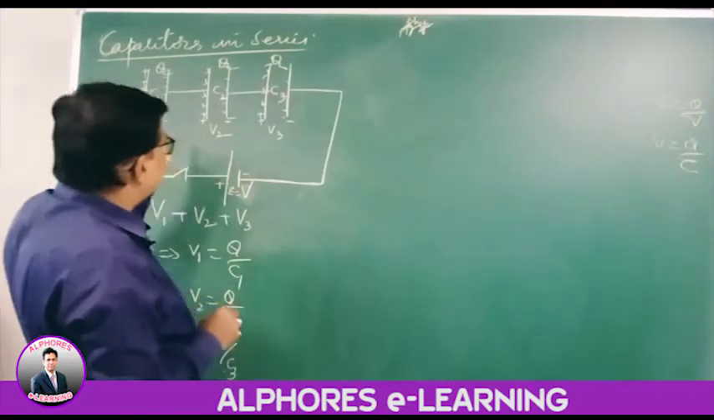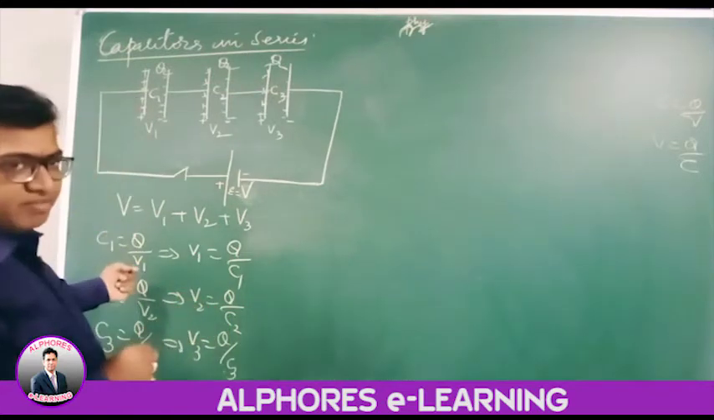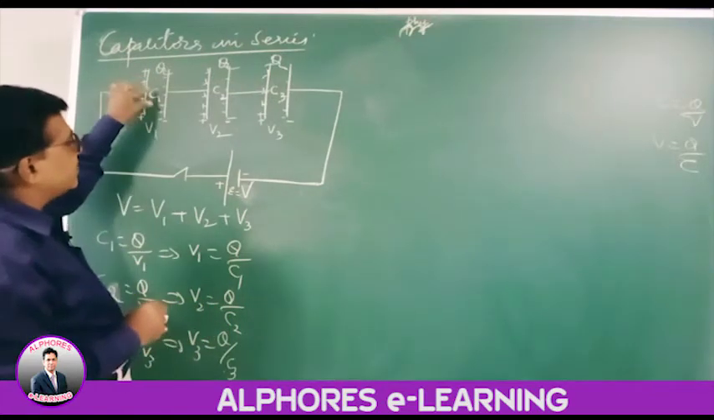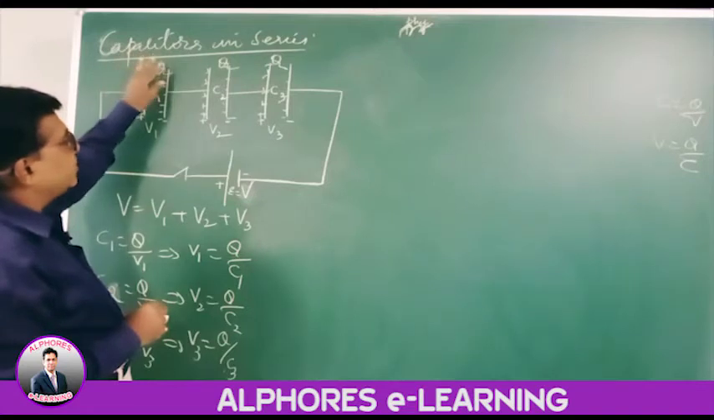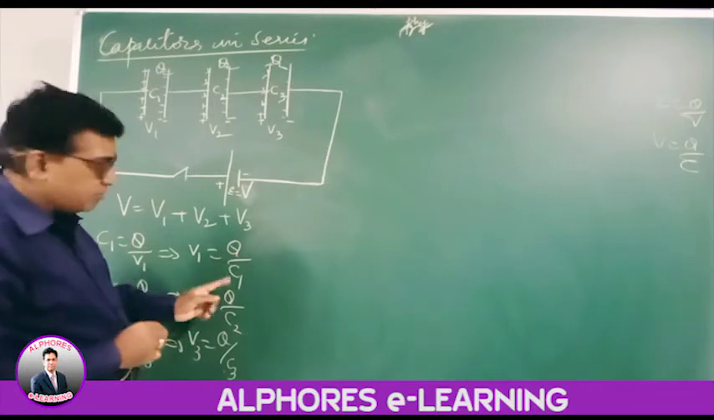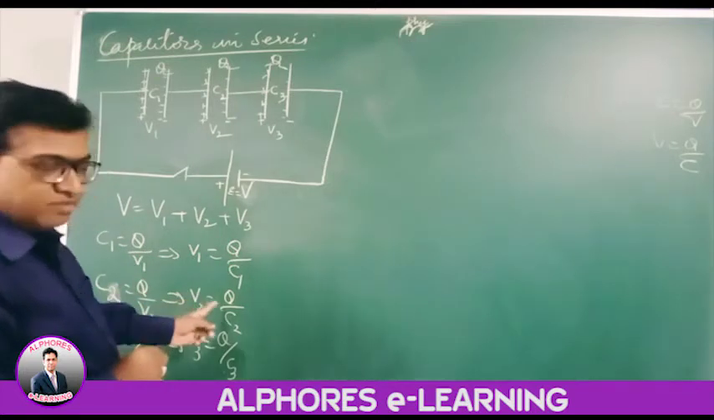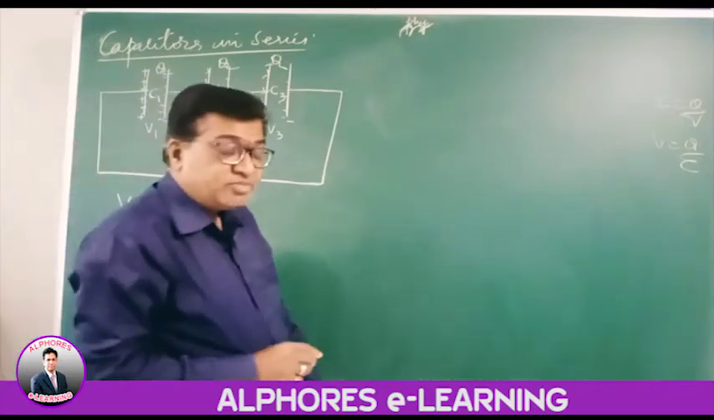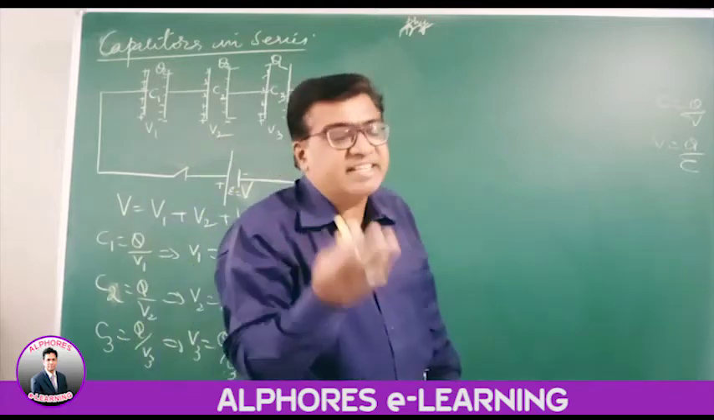Then the capacity C is equal to Q by V. For the first capacitor, its capacity is C1, the charge stored is Q, the potential is V1. So C1 is Q by V1, which implies V1 is Q by C1. Similarly, C2 is Q by V2, so V2 is Q by C2, and likewise V3 is Q by C3. Now we have to find the resultant capacity.